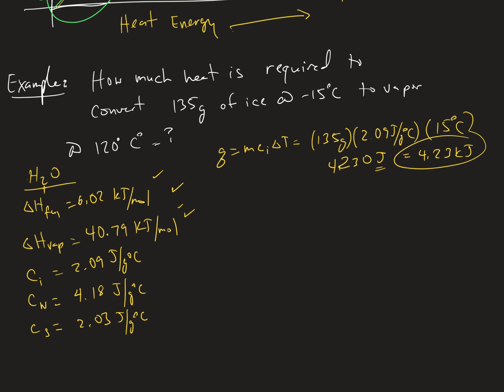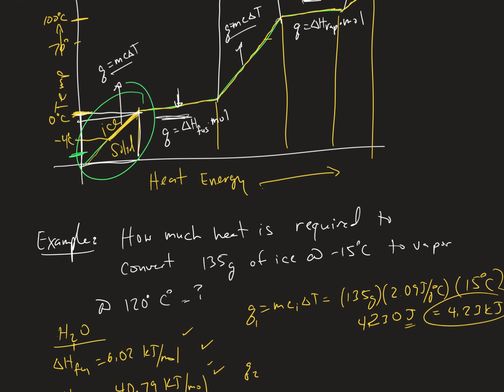So just make sure your units are the same. Otherwise, you'll get an answer, I know I did that right, but you've got to make sure they're the same units. Okay, so that's our first step. Q2, so this is Q1 going from solid ice to start melting to 0 degrees.